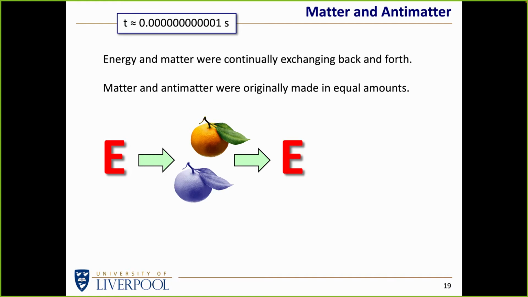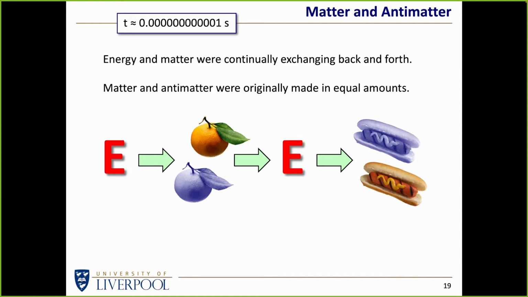In other words, there's a cycle. Energy creates matter and antimatter, they annihilate and produce energy, which again is used to make particle and antiparticle pairs. Probably not a hot dog and an anti-hot dog, but it doesn't actually matter. This process is going on and on and on, matter converted into energy, energy converted into matter. This is going back and forth, essentially continuously during this early phase of the universe.